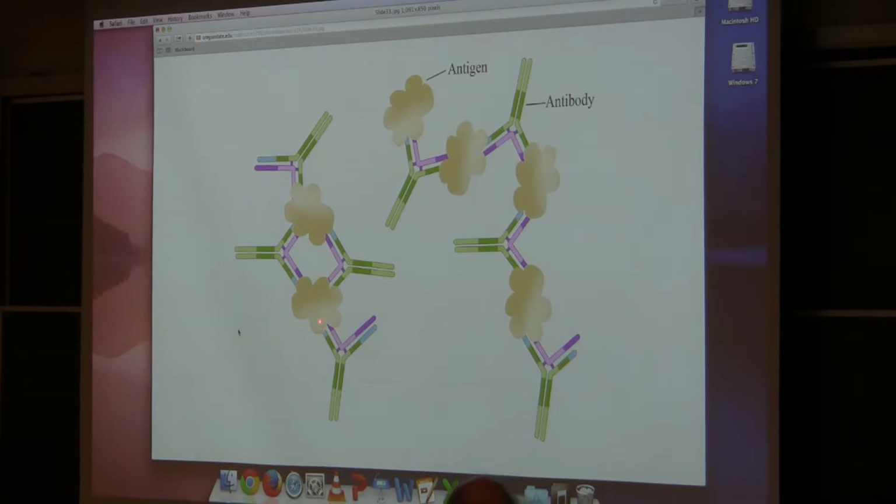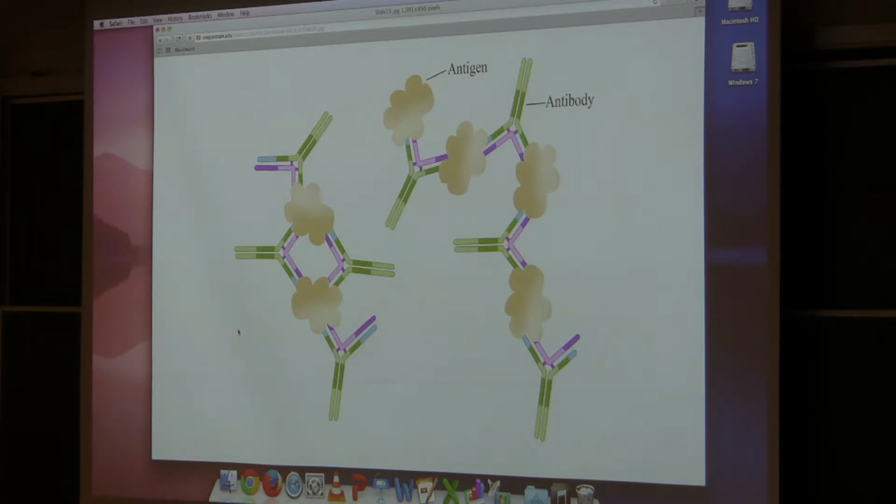So the epitope of this antigen is right there. And this epitope right here is not the same as this epitope right here, or this epitope right here, or this epitope right here. But this is a specific epitope. So an epitope is a specific structure on an antigen that's recognized by an antibody.